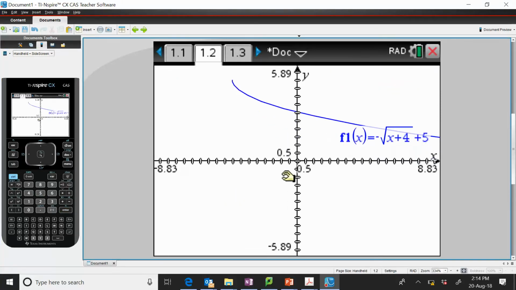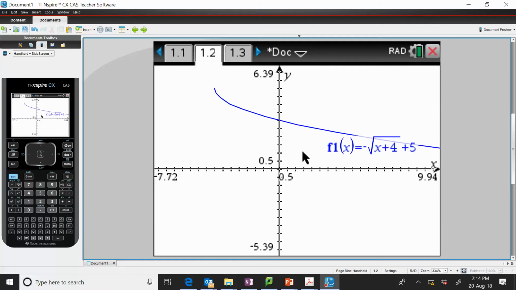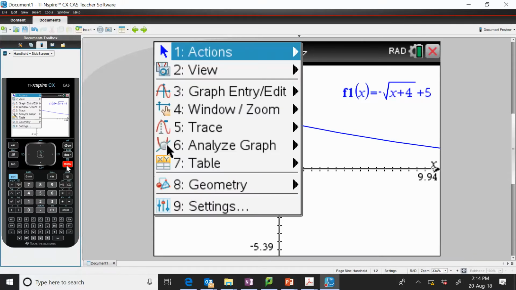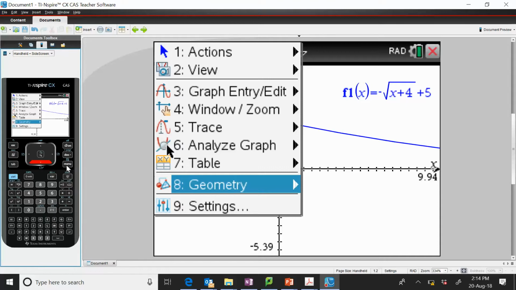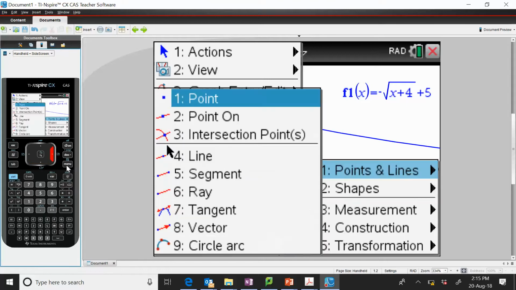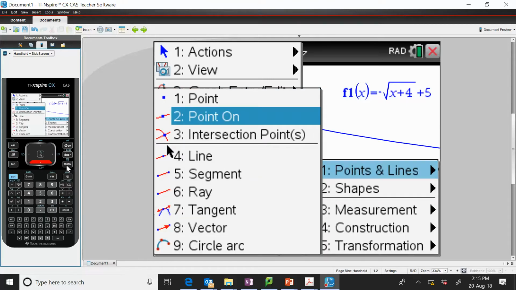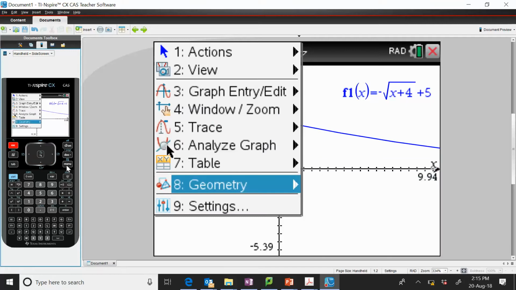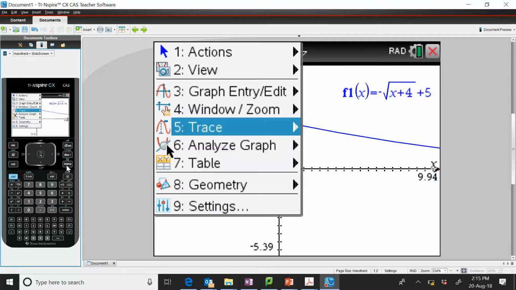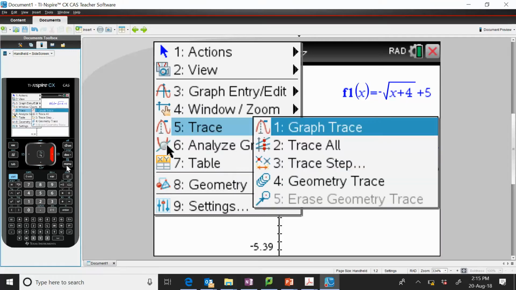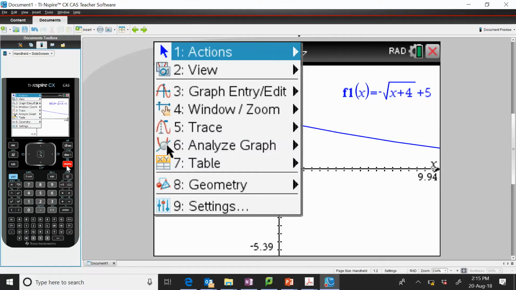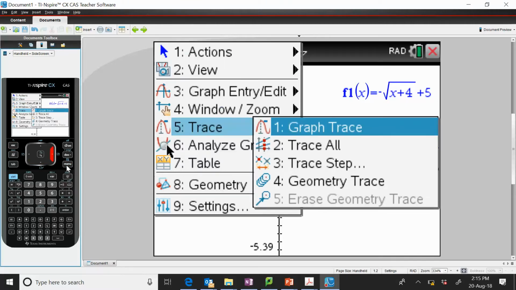Now, you know how some of you asked me, how do you find the y-intercept? And I said that the best way is to do it in your CAS. I found a really cool thing. Apparently, you can go menu. Instead of what I taught you, where I said go geometry, go to points on line, then put a point on the graph and change the coordinates, don't do that. It's a quicker way now. Go to trace, graph trace. So if you go to menu, again, trace, graph trace.